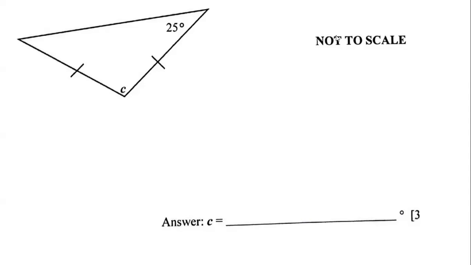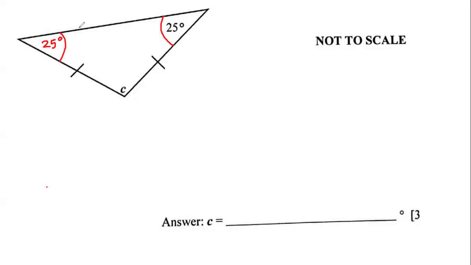How are we going to get angle C? Well, the first thing that we must know is that since both sides are equal, that also means that both angles are going to be equal. So if this is 25, then this side is also going to be 25 degrees due to the isosceles triangle.